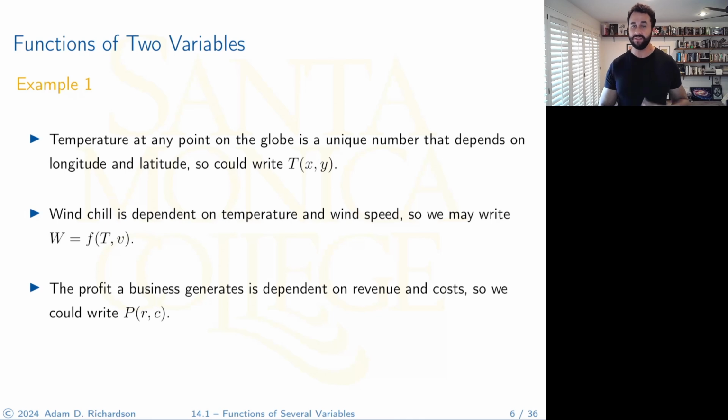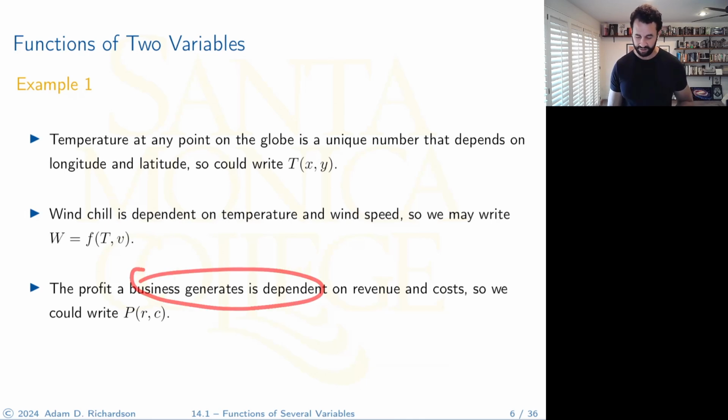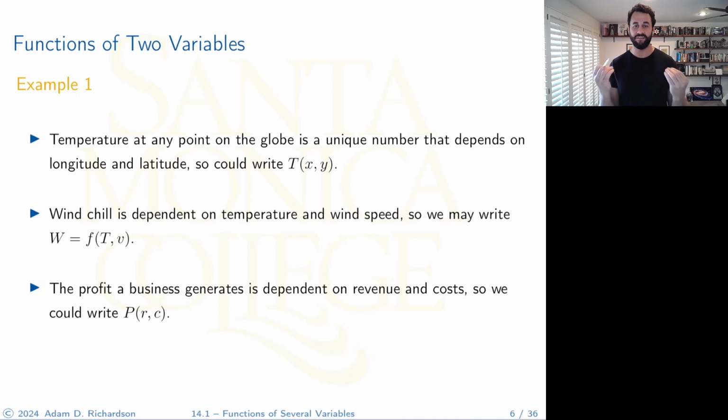Or how about this? So this is even like business majors. The profit that a business generates is dependent on revenue and cost. So even the basic idea of profit is a two variable consideration. Usually it's more, right? If anybody has any experience with running a business or has thought about it, clearly your profit depends on many, many things. So you can have functions of many, many variables here.